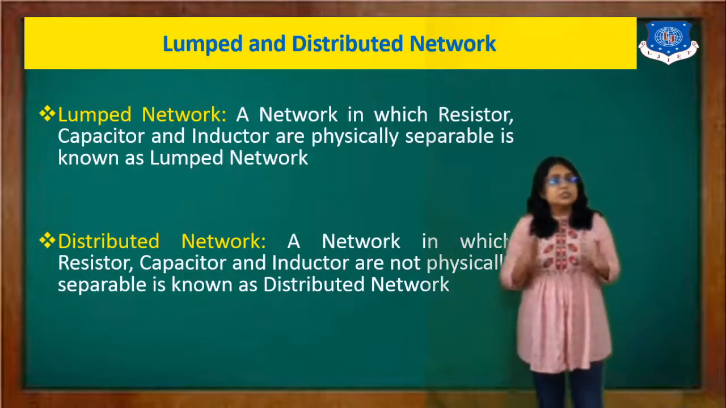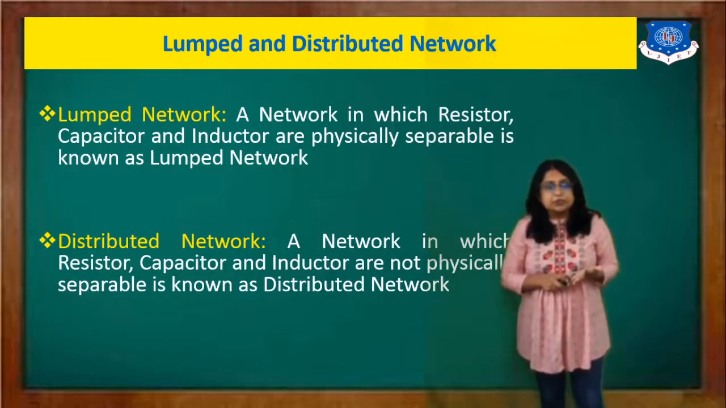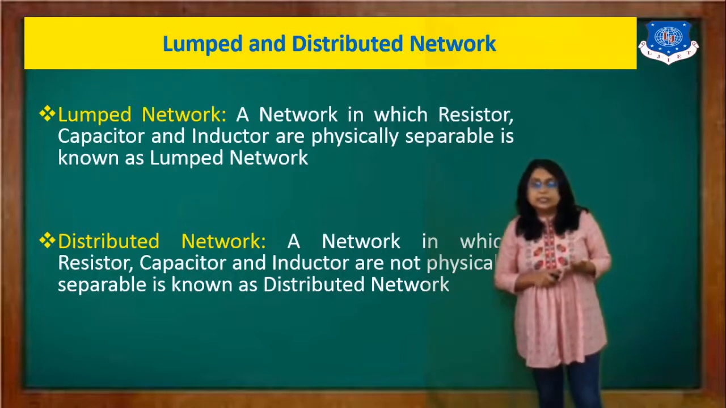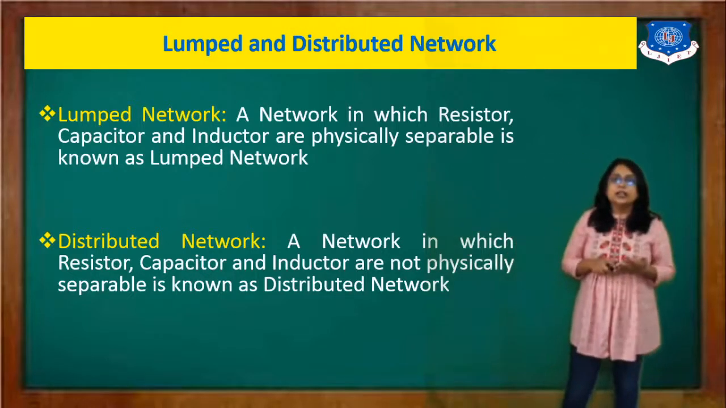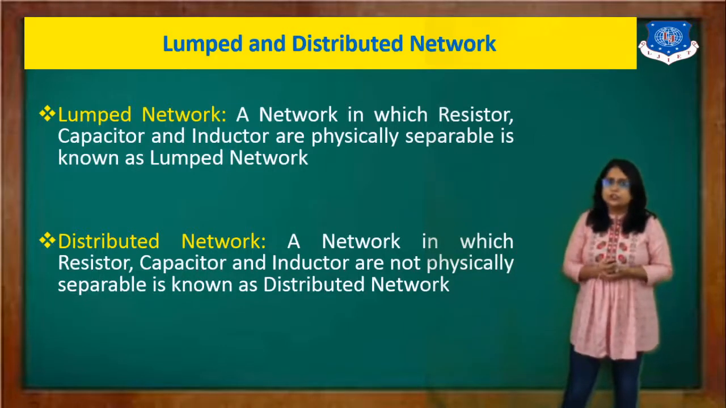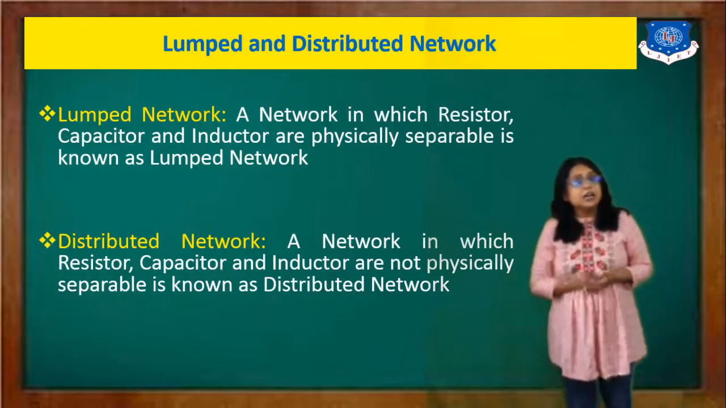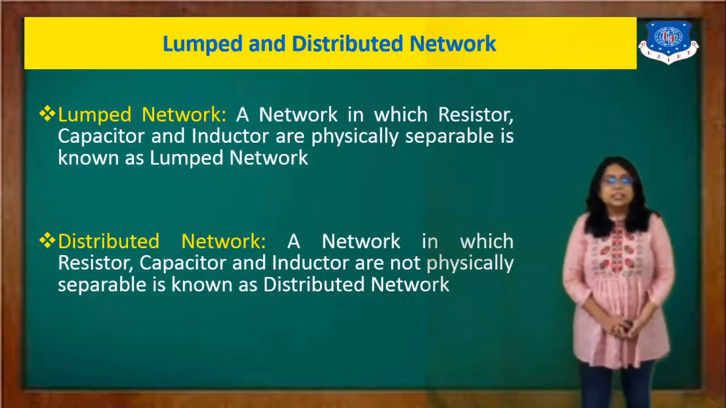Alright, so this is the basics of any circuits. Here you study ideal and practical voltage sources, ideal and practical current sources, and then resistor, inductor, capacitor. What is the equation to find the voltage and current? And at the last we see the classification of networks.